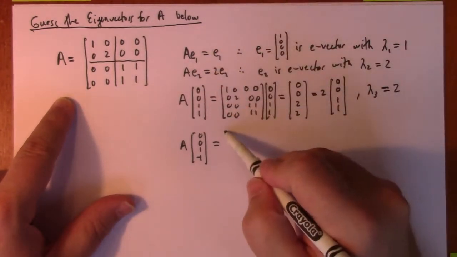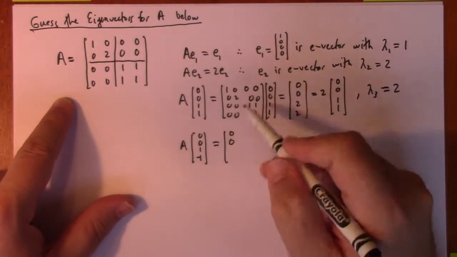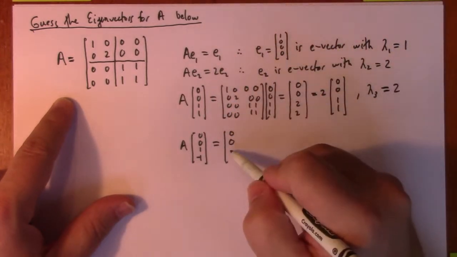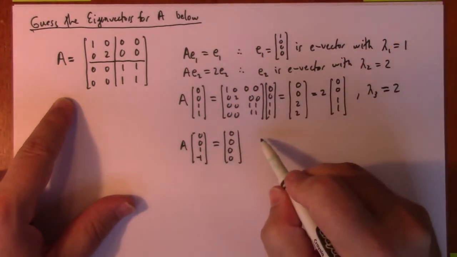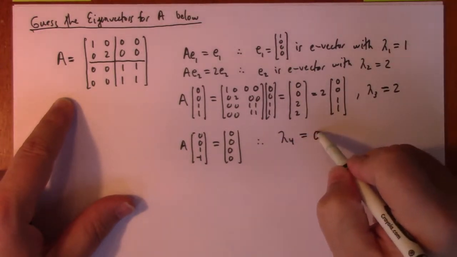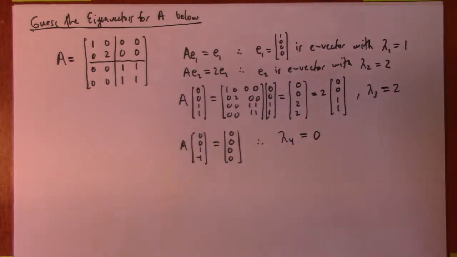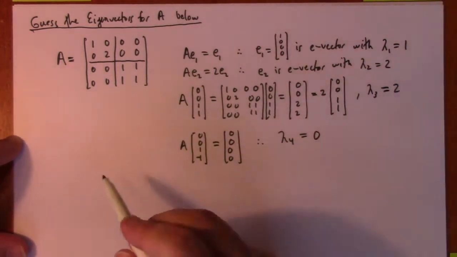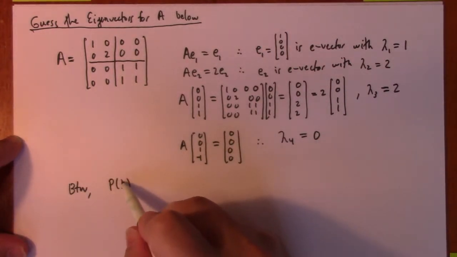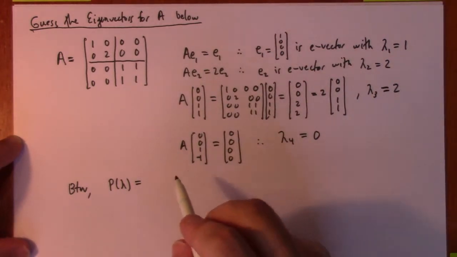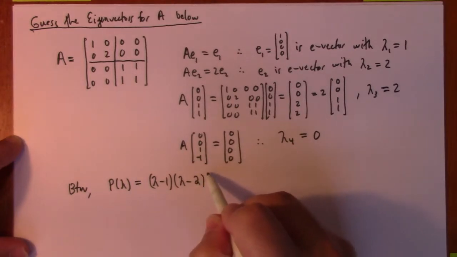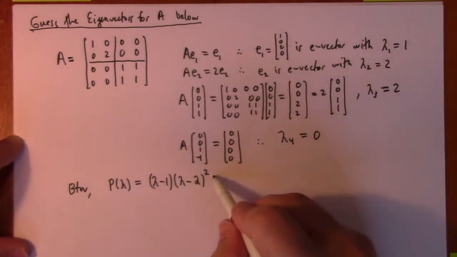So you get 0, 0, change that to minus 1, you get 1 minus 1, 1 minus 1, so you get 0 and 0. So therefore, the fourth eigenvalue, or the third, depending on how you want to count, is 0. And, okay, so, by the way, we can also see that the characteristic polynomial for this guy would be, well, let's see here, it would be lambda minus 1 times lambda minus 2 quantity squared times lambda.